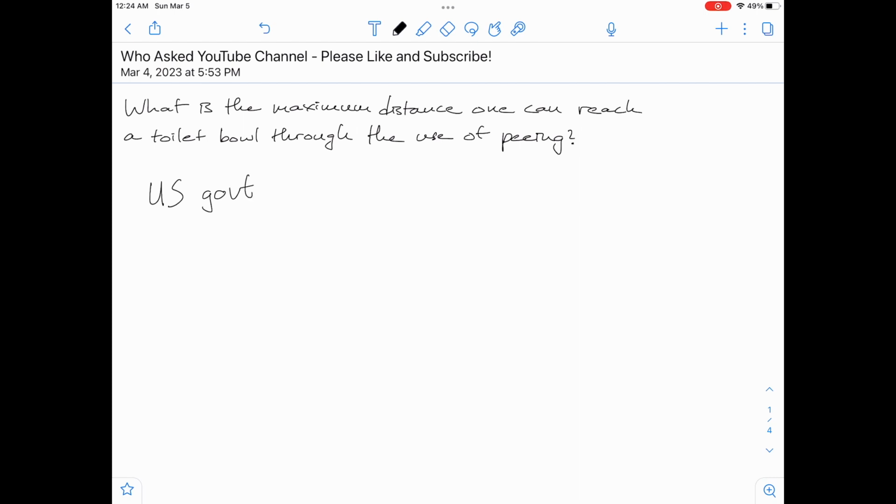Based on this research, the government has determined that approximately 235 to 325 centimeters per second of peeing was done from 37 individuals. Assuming then that the exit velocity is going to be 3 meters per second, and assuming a perfect scenario without air resistance, we can then determine the maximum range of peeing distance that can be obtained through projectile motion.